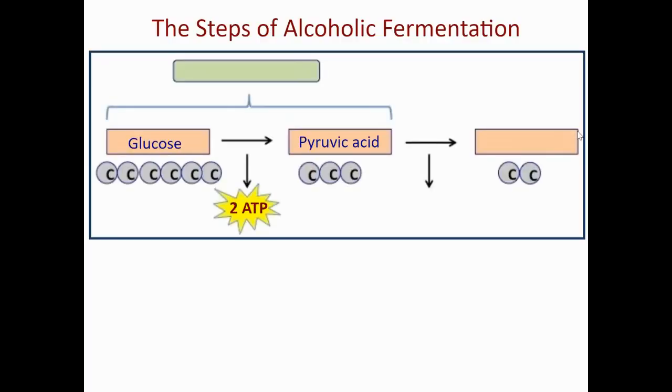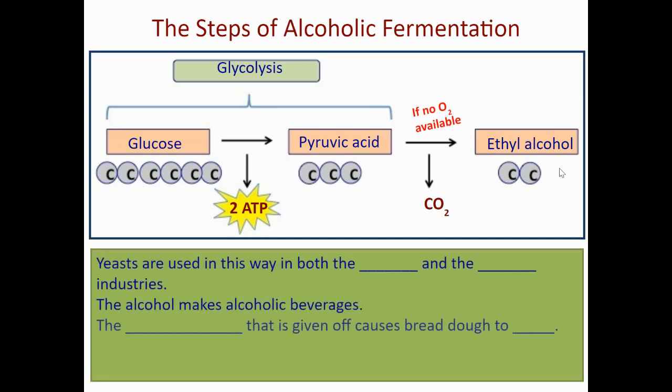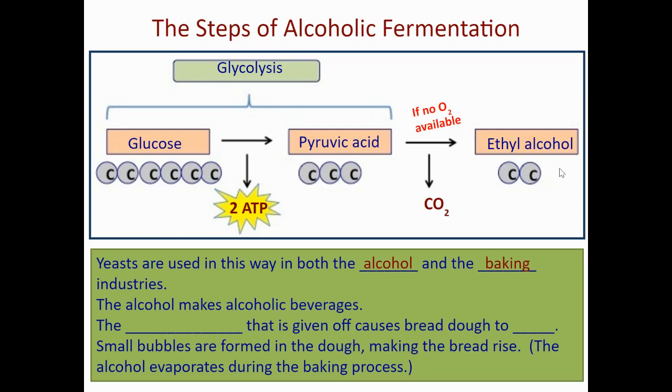Now, some of the steps of our alcoholic fermentation. First step is always glycolysis. We always need to break down glucose, and that's going to turn into pyruvic acid. Now, if no oxygen becomes available, it then creates ethyl alcohol and still produces carbon dioxide. So we know yeasts are going to be used in both alcoholic as well as baking industries. The carbon dioxide that is given off is going to help to make that bread dough rise when we bake that bread. But as I previously said, that alcohol that gets made evaporates during our baking process.